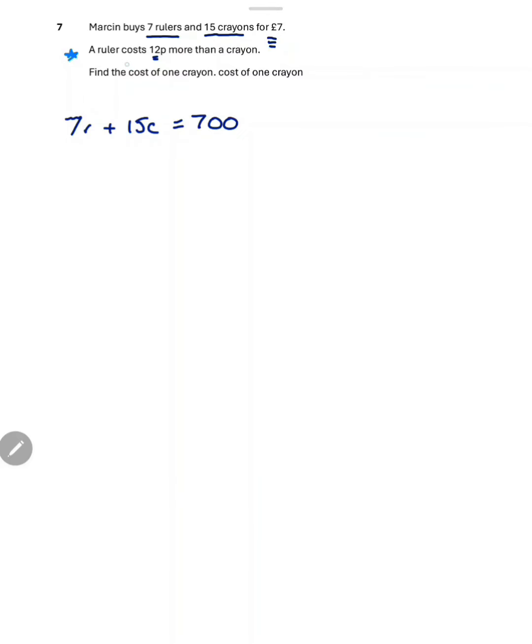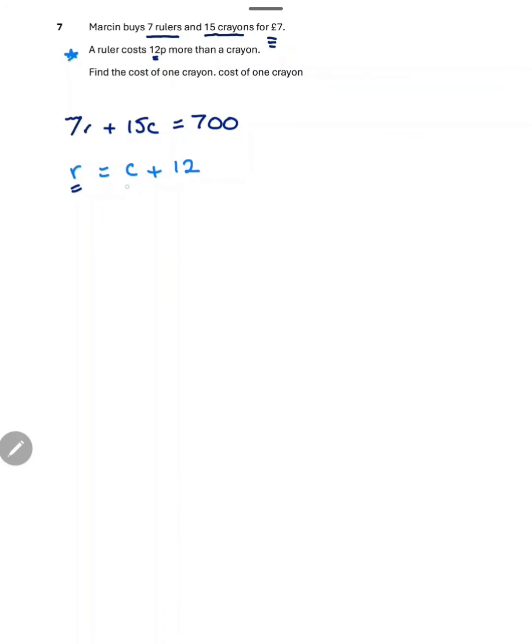This second line's also rough. It says a ruler costs 12p more than a crayon. So I think a ruler is a crayon plus 12, and this is already in pence, so I'm leaving it in pence there. That's quite hard to see. A ruler is a crayon with 12 more added on. A ruler costs 12 more than a crayon. What we've got is simultaneous equations. Now I'm going to solve this the more advanced way first, because it's set up for that.